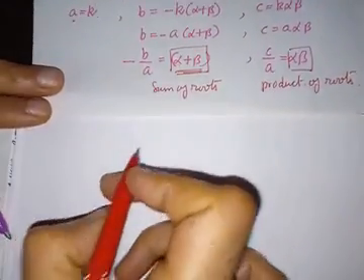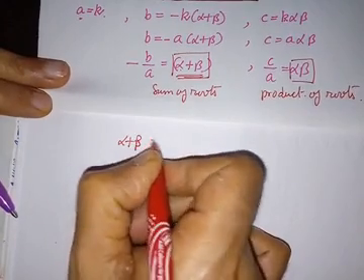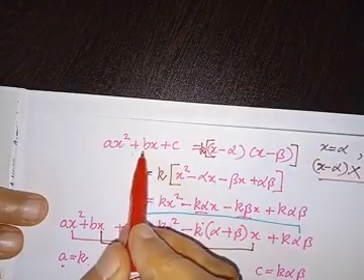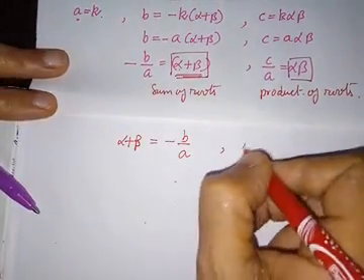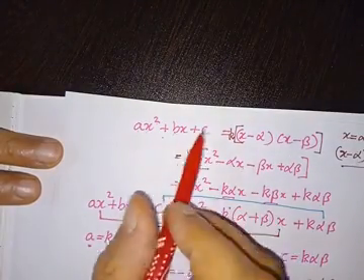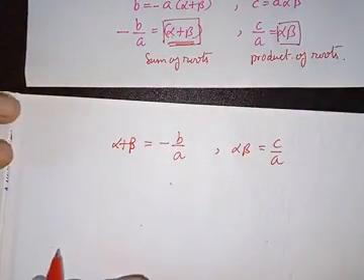So what do we get from it? We get that the sum of roots, that is alpha plus beta, equals minus b upon a. Now what is b and what is a? b is the coefficient of x and a is the coefficient of x square, and alpha beta, that is the product of roots, is c upon a, where c is a constant and a again is the coefficient of x square.